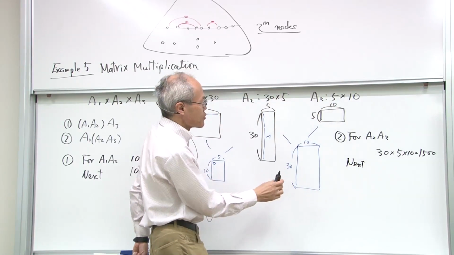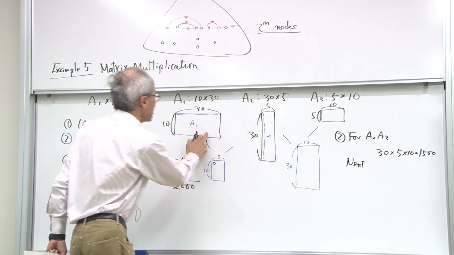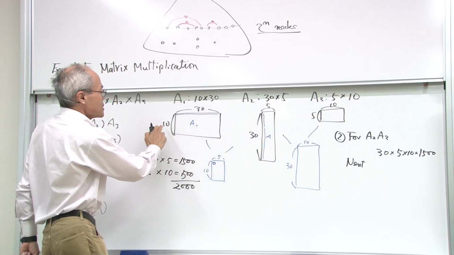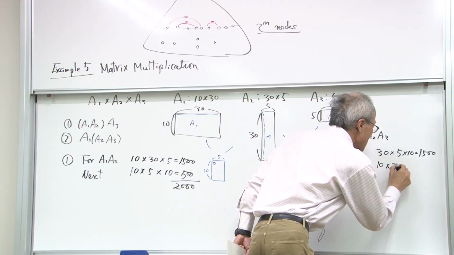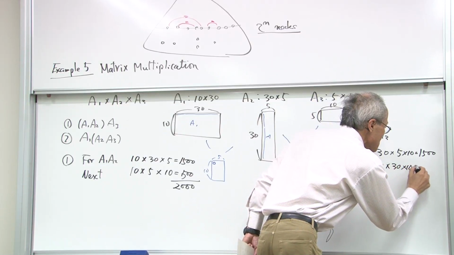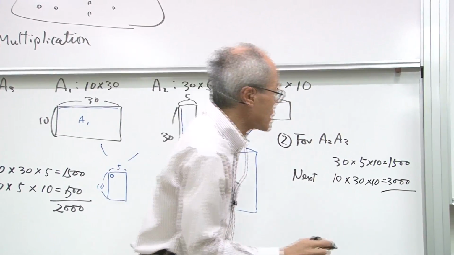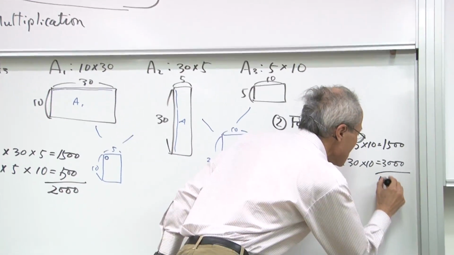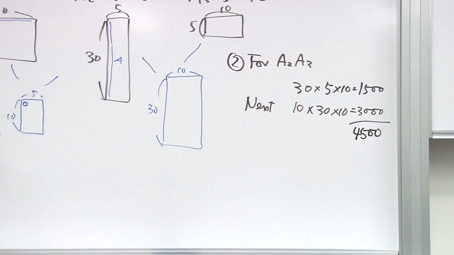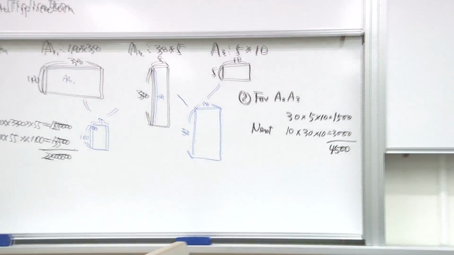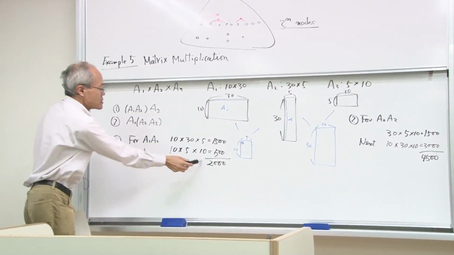Then next, I will need to multiply this guy and this guy, which is pretty big. 10 times 30 times 10 is equal to 3,000. The total amount of work is 4,500. You know, that's more than twice compared to this one.